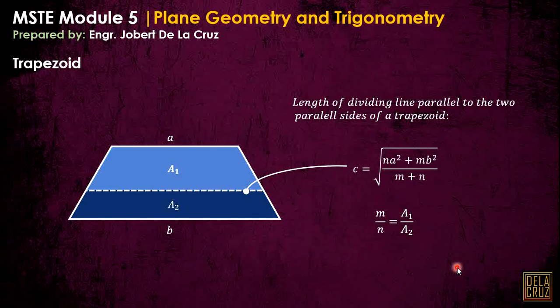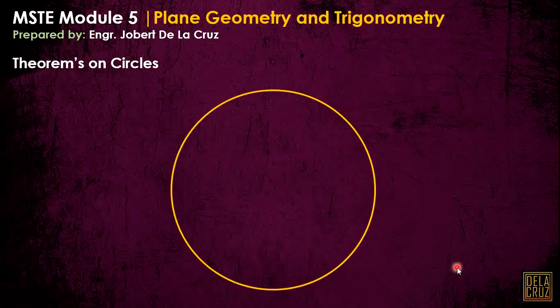Okay. Now, let's have theorems on circles. Okay, if this is the center O of the circle, then if we project from this center to any point on the circle, then that line is the radius. And if we extend this one, and another radius is drawn, then we have the relationship, no? The diameter is twice the radius, of course.